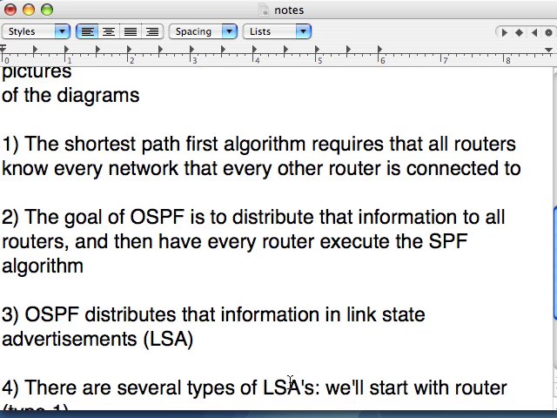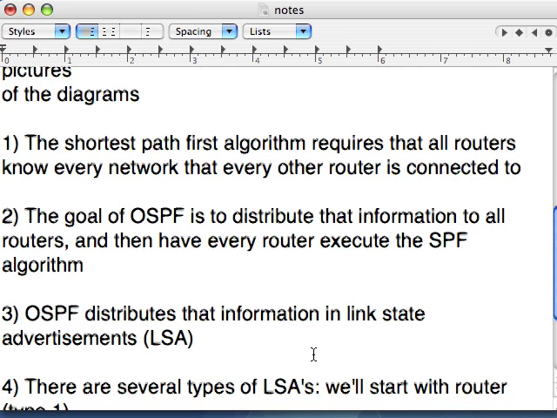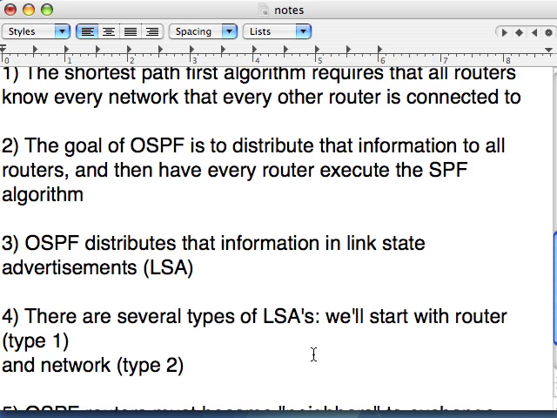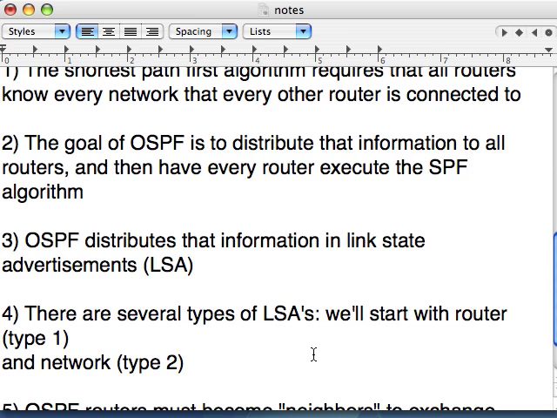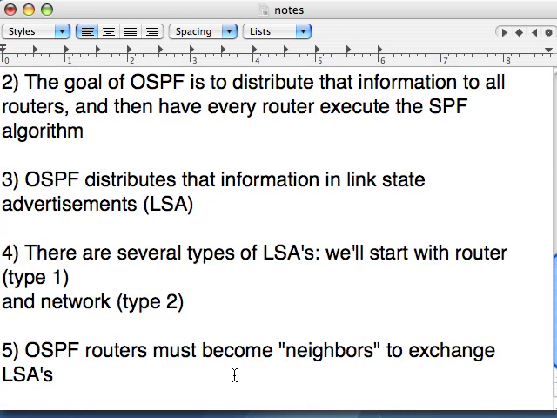OSPF distributes that information in link state advertisements, which are just packets with the routing information. There are several different types of link state advertisements. We'll start with router LSAs, which are type 1, and network LSAs, which are type 2. OSPF routers must become neighbors to exchange link state advertisements. Let's look at our map for today.